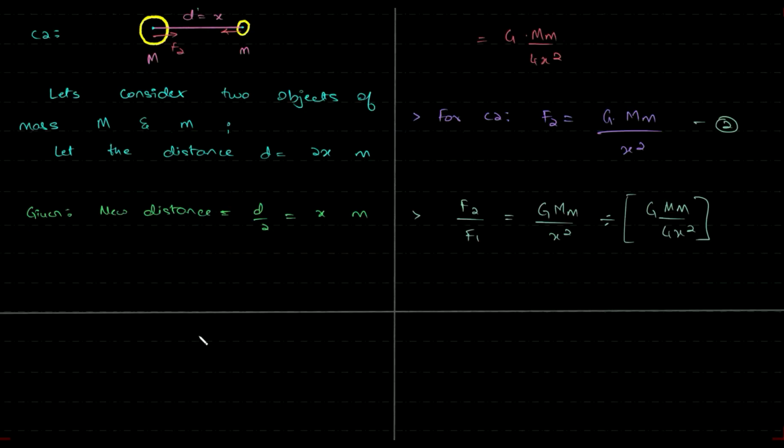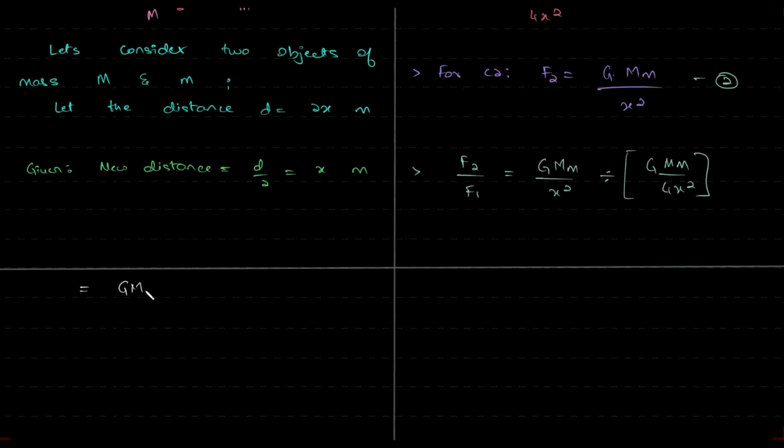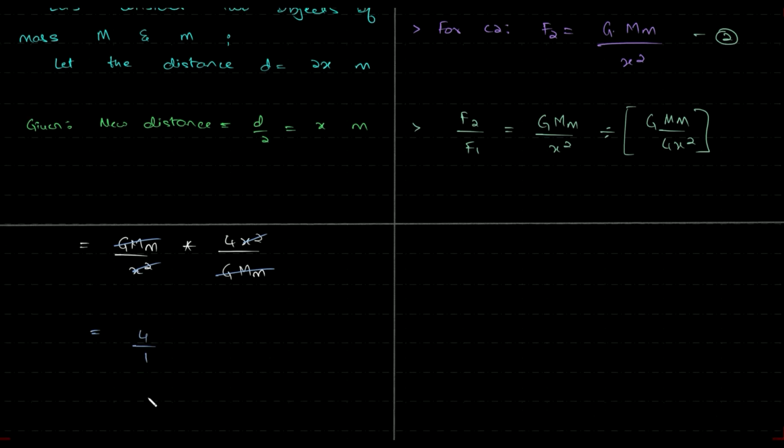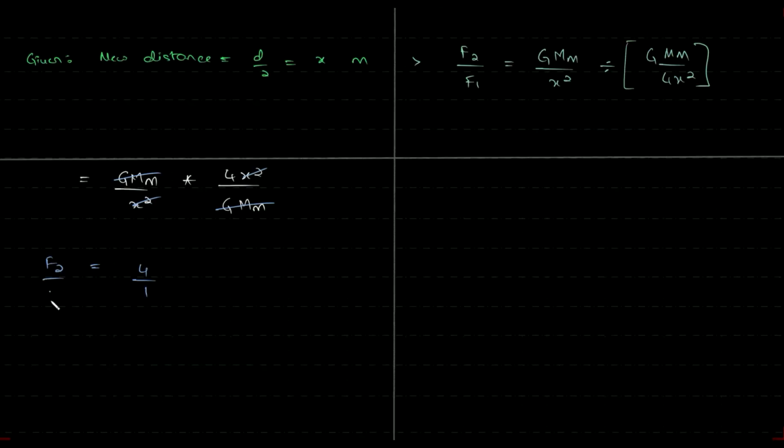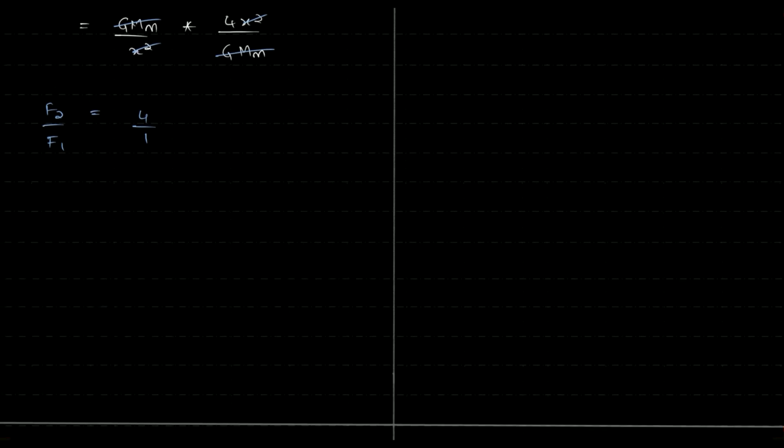That's not right. Okay, the next step would be to remove the division symbol by taking the multiplication symbol. This is 4x square by G capital M and small m, and we have all of this getting cancelled, x squared getting cancelled, 4 by 1. What does it mean? F2 by F1 is 4 by 1. That means F2 is 4 times F1, and your final statement will be what? Very important to write this.